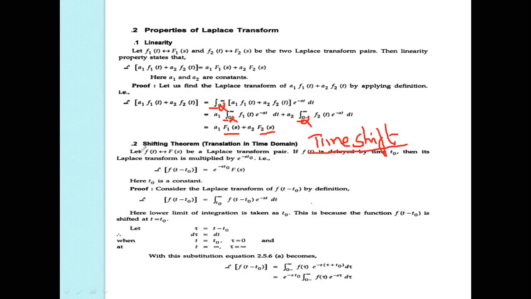So what is the statement here? Let f of t and F of s be a Laplace transformation pair. If f of t is delayed by time t naught, then its Laplace transform is multiplied by e power minus s t naught. That is, the Laplace transformation of f of t minus t naught is equal to e power minus s t naught into F of s. Okay, I will explain here itself.